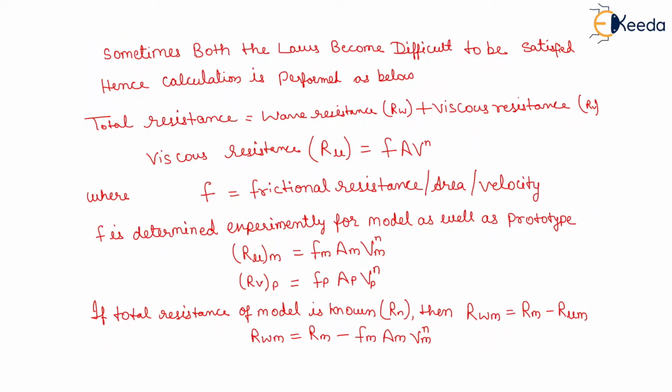Therefore, R mu for model will be equals to Fm into Am into Vm to the power n, and viscous resistance for prototype will be equals to Fp into Ap into Vp to the power n. If total resistance of model is known, then Rwm will be equals to Rm minus R mu m. Therefore, Rwm will be equals to Rm minus Fm into Am into Vm to the power n.